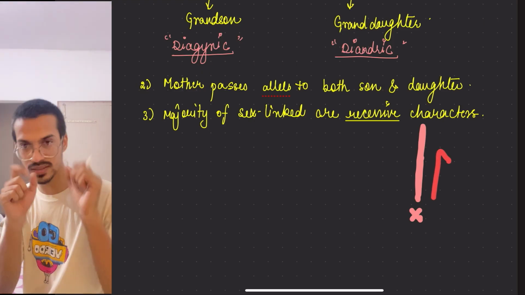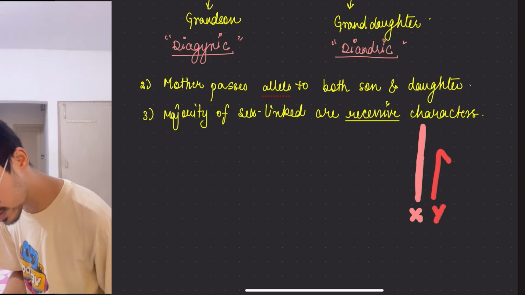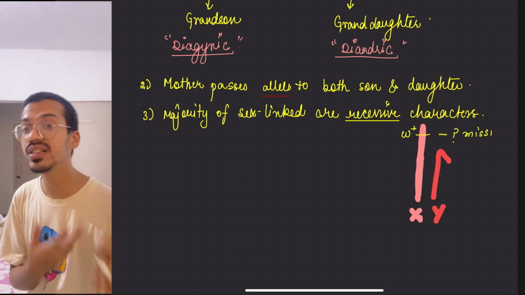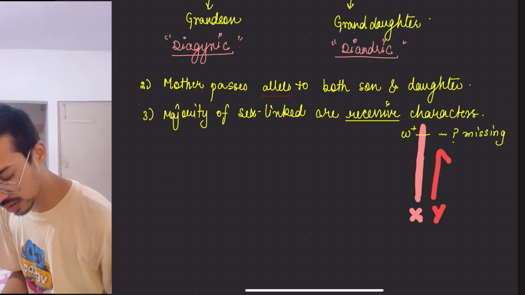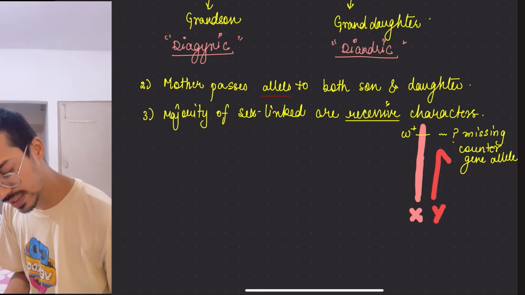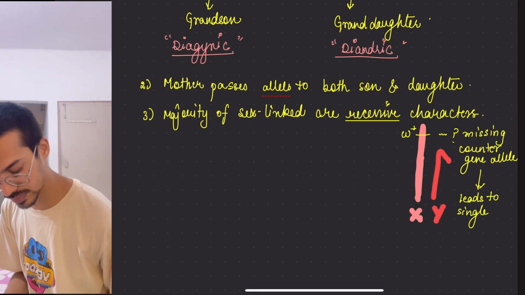Now see the size difference, X and Y. If the character is over here, its counterpart is missing because Y chromosomes do not have its effect. So what happened? The counterpart gene, the allele, is missing. So what does it lead to? It leads to a single allele to express.